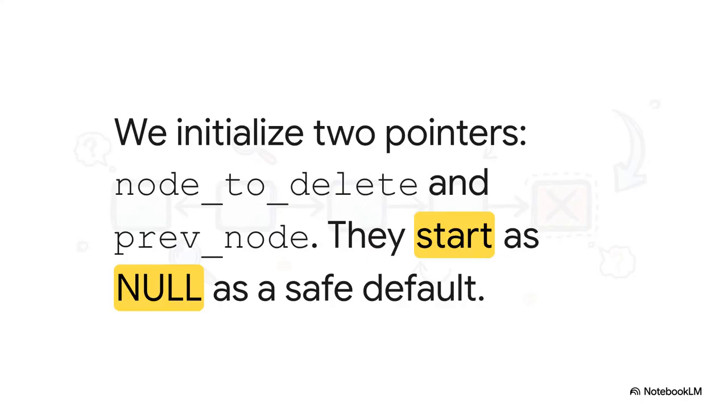Now for the setup. We create our two special bookmark pointers. We'll call them node to delete and prev node, which will track the node right before it. And we initialize them both to null. This is a super important safety step. Null basically means pointing at nothing. So if we finish our search and these pointers are still null, it's a clear signal that we never found a match to begin with.